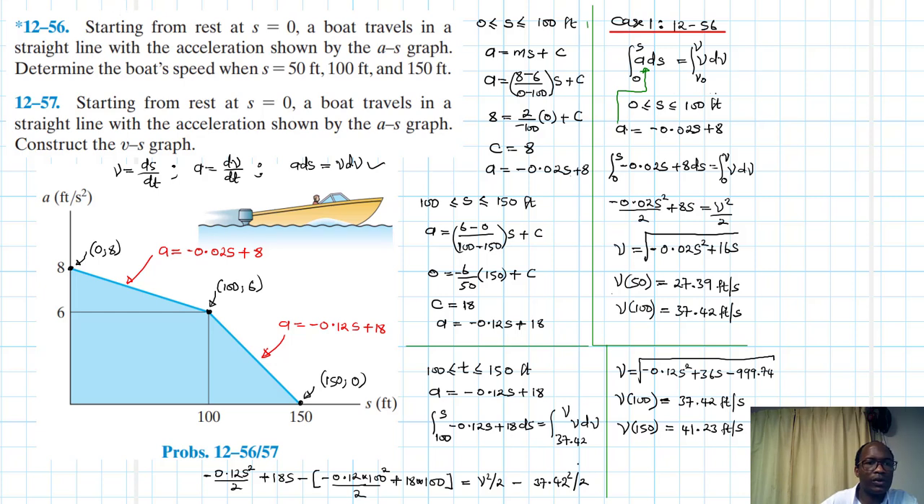Let's say we have something like this. We start plotting from here. Let's say this value here is 100, and here it is 150. Of course, this is not time. This is position in feet, and then this is velocity in feet per second, right?